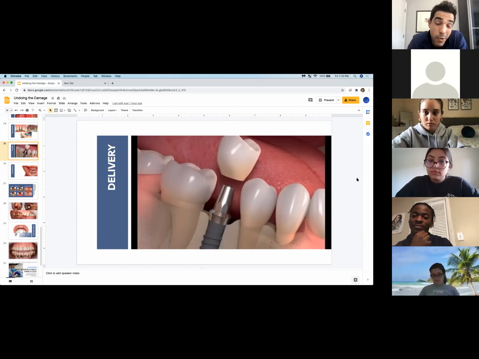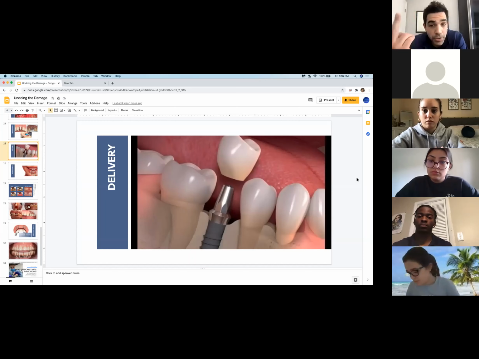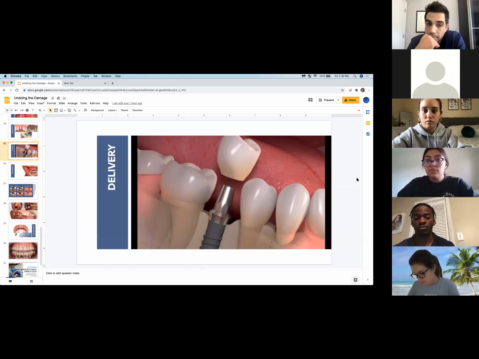Yeah, so the overdenture, which is the one that snaps on, is still sort of removable, right? Because the patient themselves is putting it on and taking it off. The hybrid gets screwed in place and the patient never takes it off. The only way that denture comes out is if a dentist unscrews it from the implants and removes it. So they can still both be dentures. It's just how they're attached that is different.